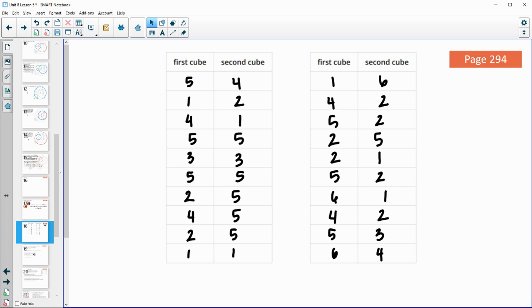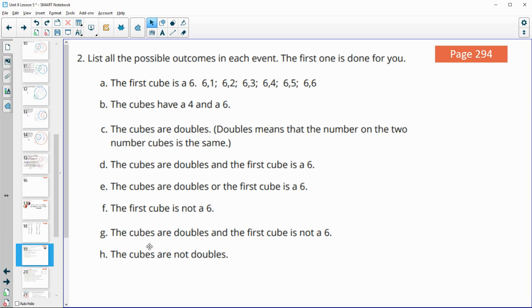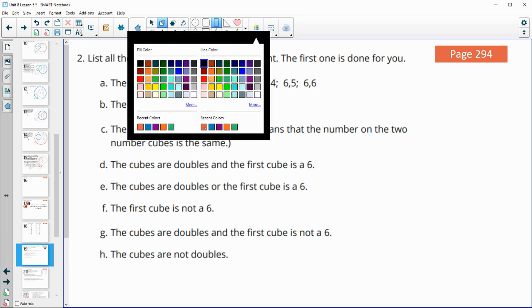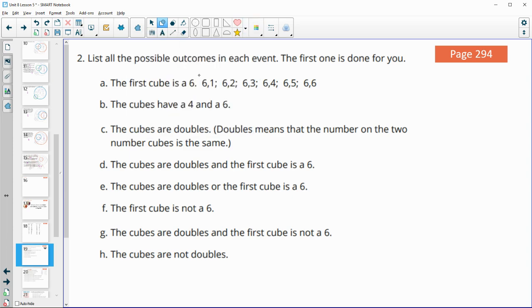So for number 2, you're just going to answer all of these questions based on what's possible, not what you just did in that activity, but what's possible. They've answered A for you. Okay, so the first cube is a 6. What are the possibilities that you could roll? Well, you could do a 6 and a 1, a 6 and a 2, a 6 and a 3, a 6 and a 4, a 6 and a 5, a 6 and a 6. So go ahead and answer all of those questions in 2.